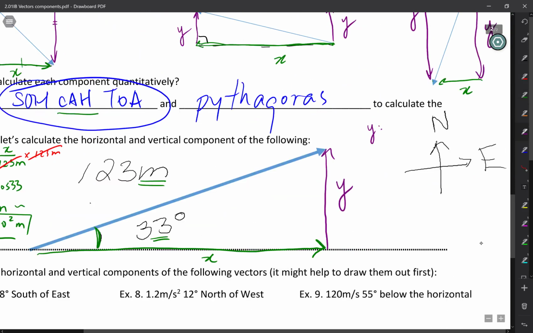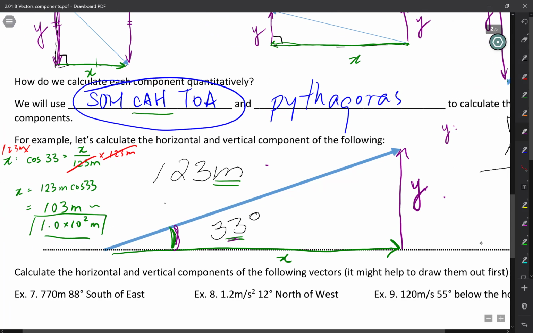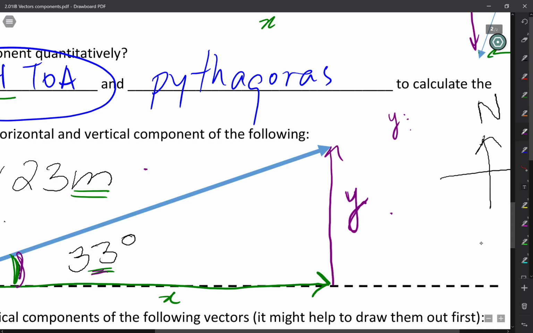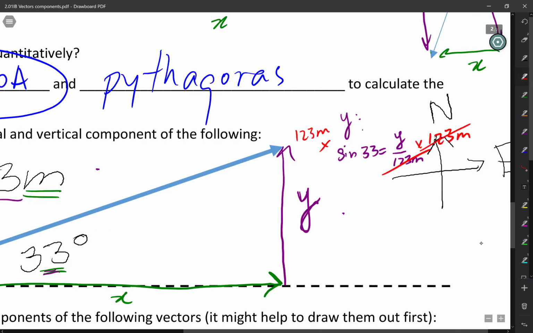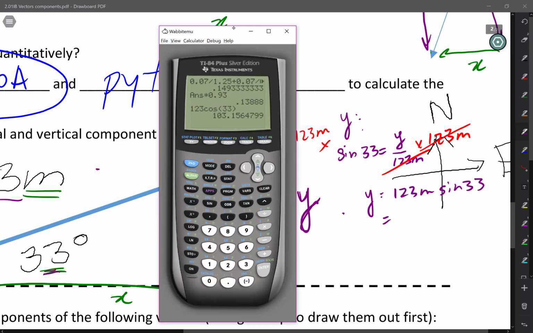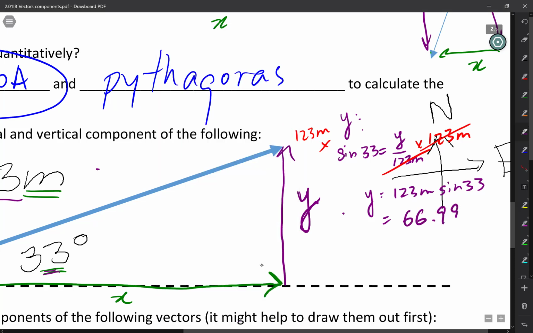As for the y component, you take a look. I have my angle, 33 degrees. I need to find y. My hypotenuse is 123 meters. I need the opposite and the hypotenuse, which leads me to use SOH in this case. So for SOH, sine theta, which is 33, equals opposite, which is y, over hypotenuse, which is 123 meters, and then I solve for y. Y then gives me 123 meters times sine of 33. I punch this into my calculator, and this gives me 66.99.